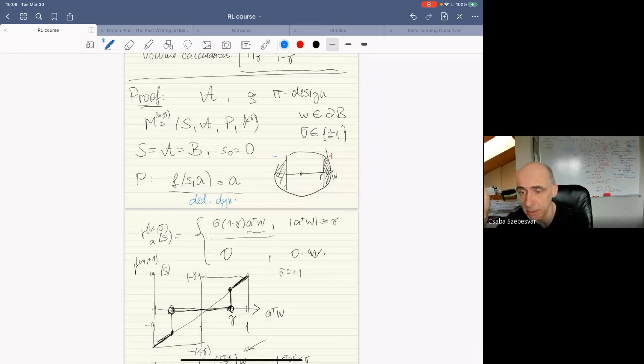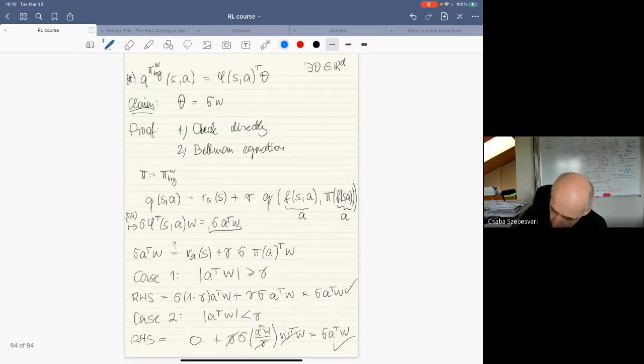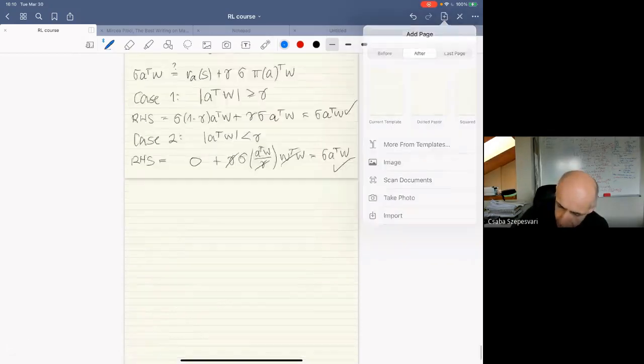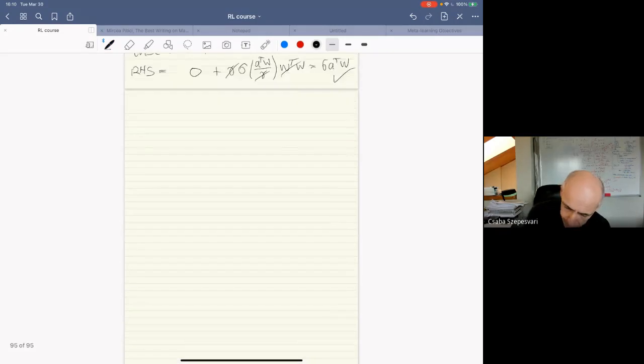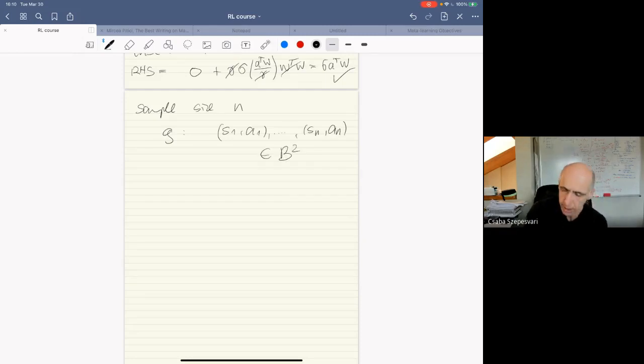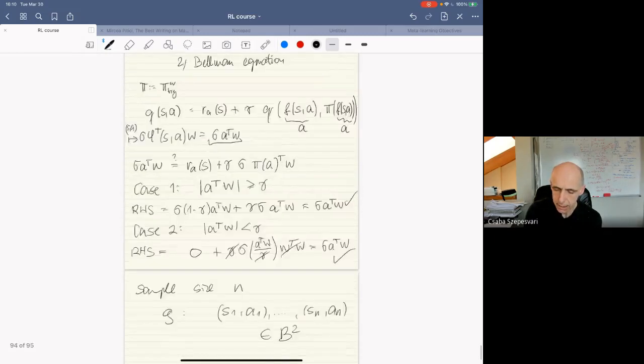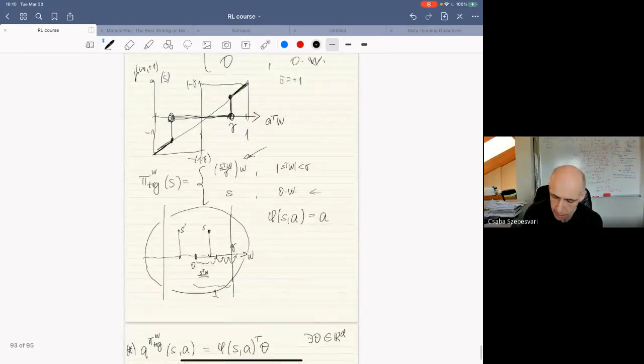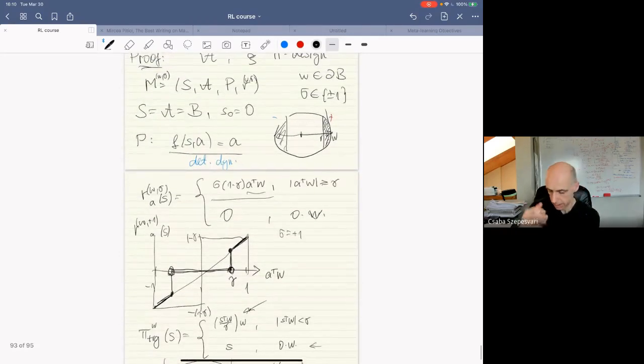You can't overgenerate by saying my policies would be stochastic, or the dynamics is stochastic. There is nothing like that. So with a sample size of n, rho is going to induce n state action pairs. And the algorithm is going to get all this information about the MDP at these state action pairs.